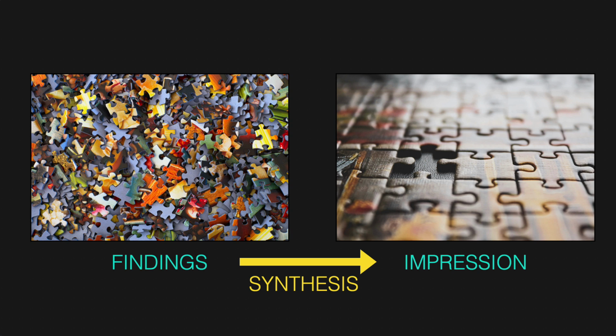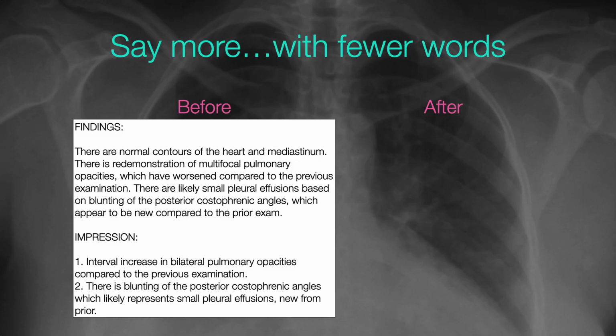Now let's talk about reporting clarity. In much of our reporting, we can convey more information with greater clarity using fewer words. In this example, the before findings reflect the typical but often redundant sentence structure in radiology reports, resulting in a fair amount of fluff. The before impression is attempting to convey simple ideas, but remains difficult to wrap your head around and requires translation to apply the information clinically.